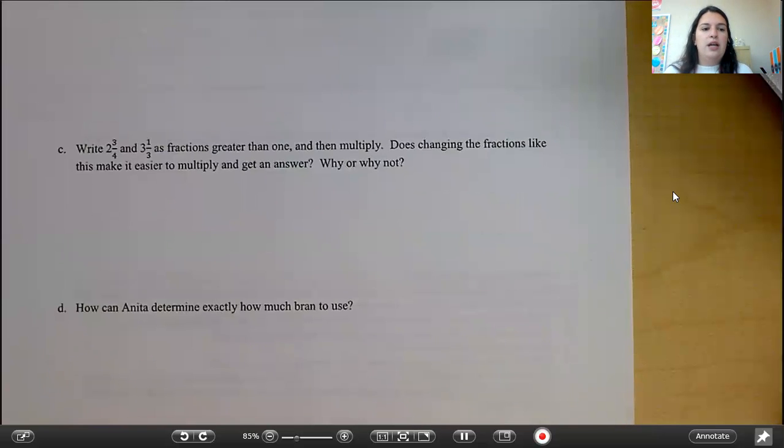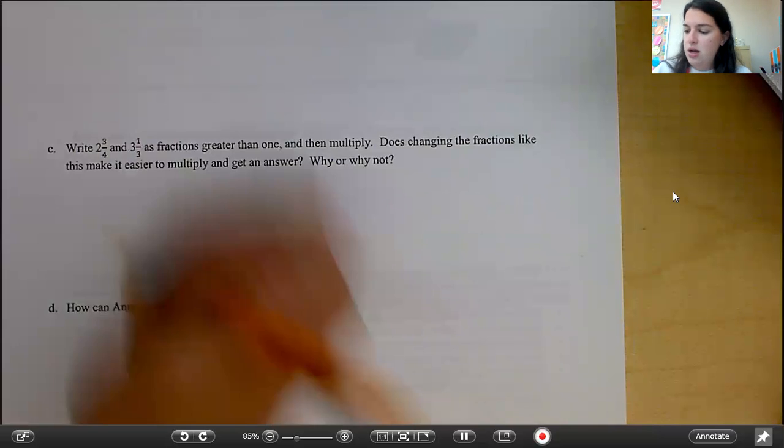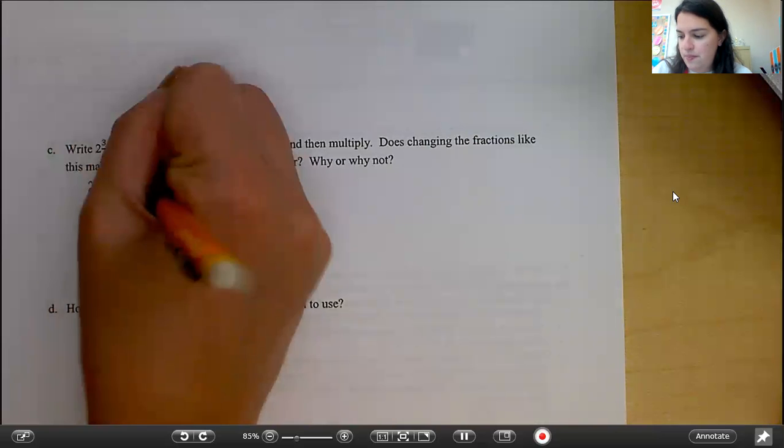So C, write 2 3/4 and 3 1/3 as fractions greater than 1 and then multiply. Does changing the fractions like this make it easier to multiply and get an answer? Why or why not? So fractions greater than 1 are also known as improper fractions. So we have 2 3/4 times 3 1/3.